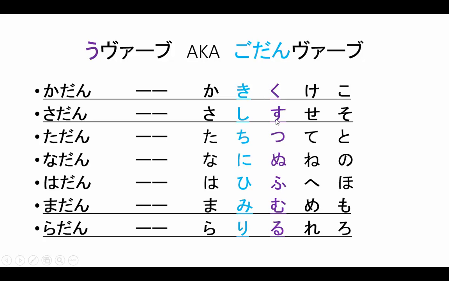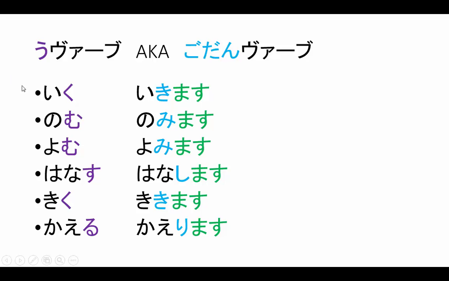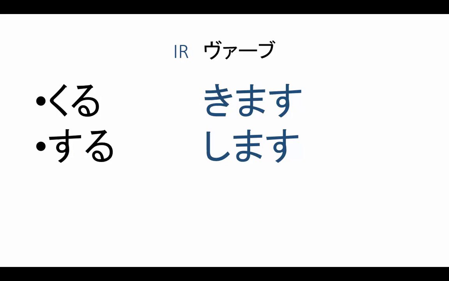So if you're working with iku, ikimasu, nomu, nomimasu, yomu, yomimasu, hanasu, hanashimasu, kiku, kikimasu, kaeru, kaerimasu. Does that make sense? Does the color coding help you see it a little bit better, what's actually happening here? Yes. Okay. And then we have irregular verbs.